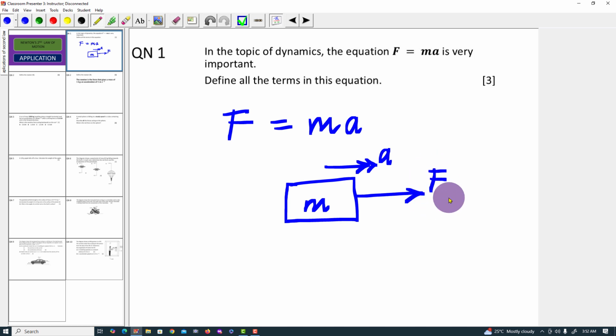F is the resultant force which acts on an object of mass m in kilograms. And when it does that, because it is a resultant force, it produces an acceleration a on this object, and this acceleration is in the direction of the force.